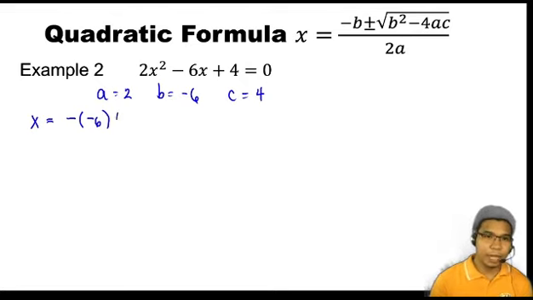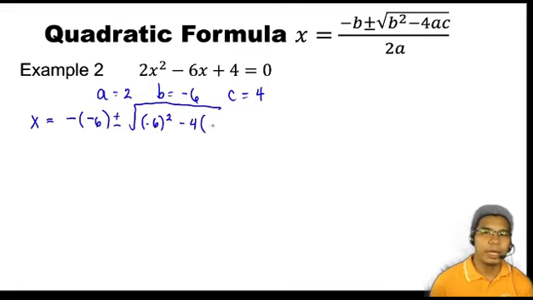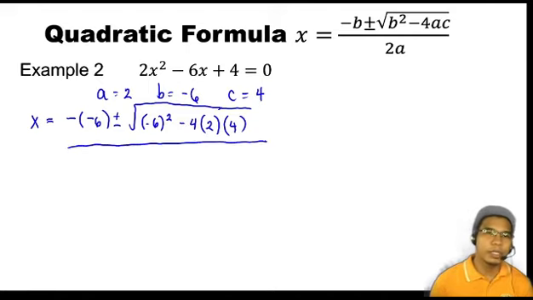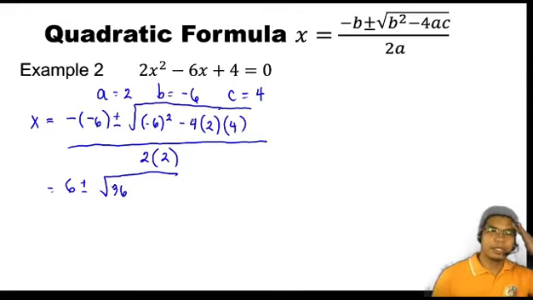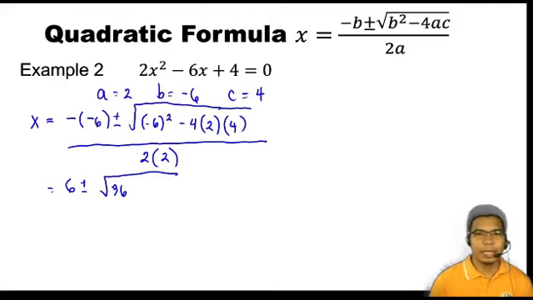And then plus and minus square root. Then we have negative 6 squared minus 4. Ang a natin ay 2. Ang c natin ay 4. So babaan lang natin ito. All over 2 times 2, which is the value of a. And then we simplify. Negative times negative 6 is now positive 6. Plus and minus, square root of negative 6 squared is positive na 36. And then negative 4 times 2 is negative 8.